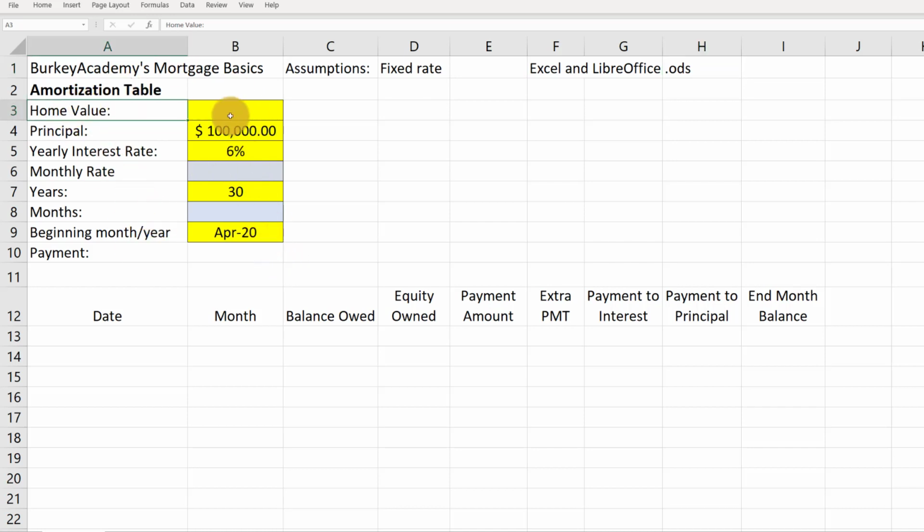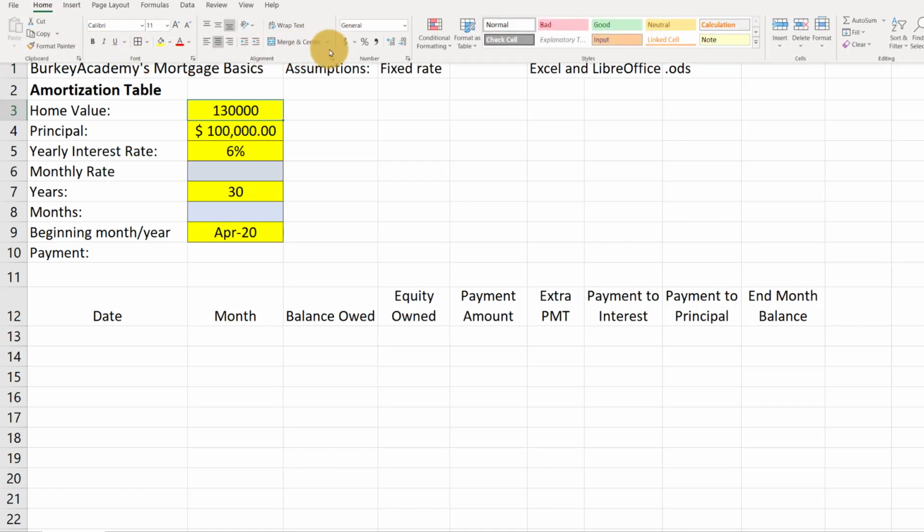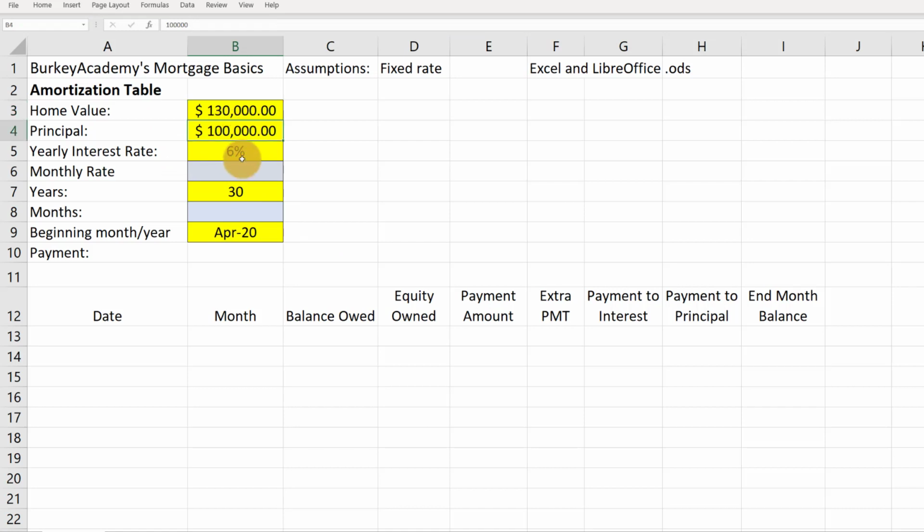So home value. Let's suppose that you were buying a home or you owned a home that was worth, say, $130,000 here. And let me format that with dollar signs just to make it really clear what we're looking at. And suppose that you were going to borrow $100,000 to buy the house and you were putting $30,000 down. And let's just suppose, to make it a nice easy round number, your interest rate was 6%.